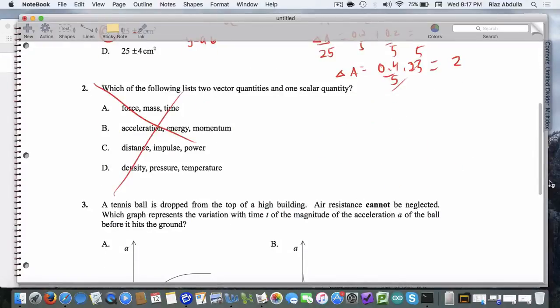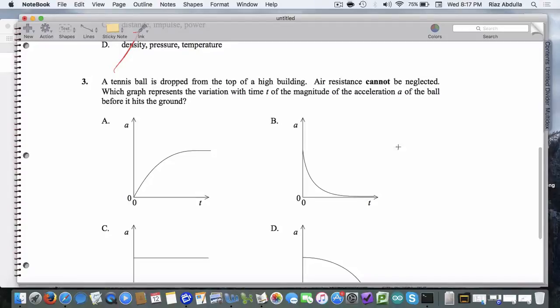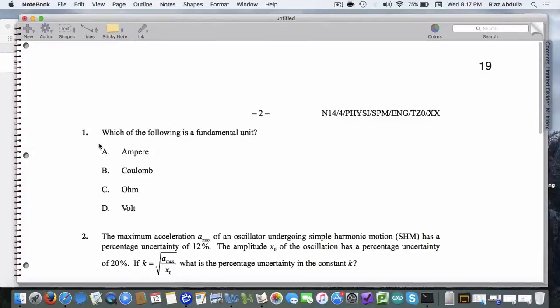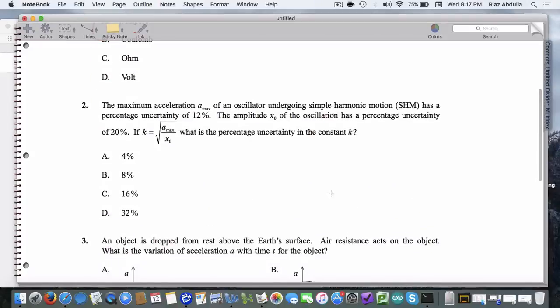We're going to skip this one. Air resistance matters, and we want to know what the acceleration as a function of time looks like. That's choice B. Fundamental unit. I don't know why this question keeps coming up. They always want amperes as the answer. It's just messed up. Now, when we deal with square roots and uncertainty, check this out.